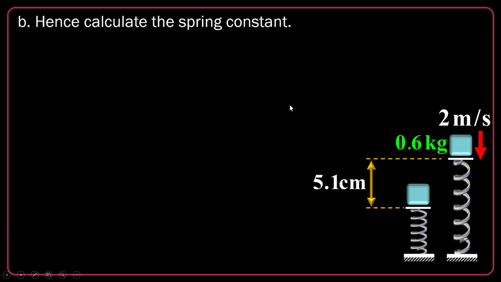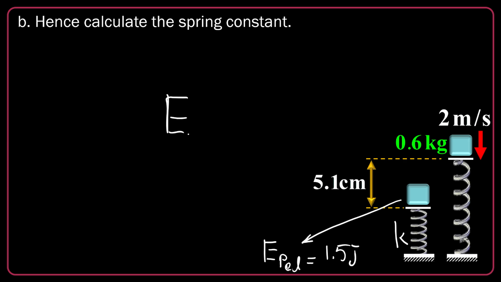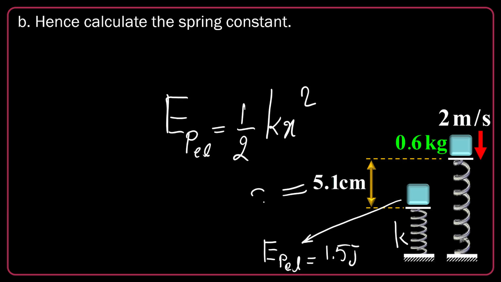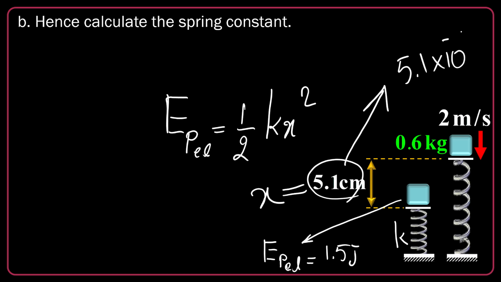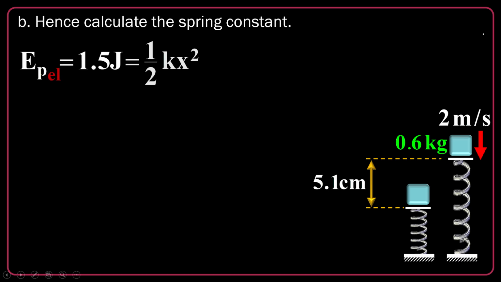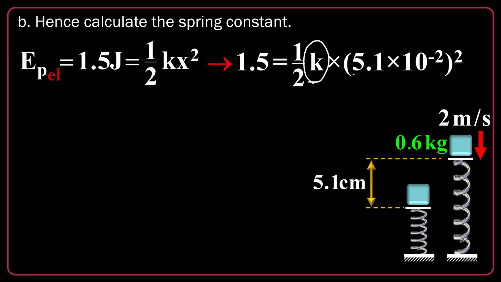Hence, calculate the spring constant. Spring constant is k. I know that here the elastic potential energy is 1.5 joules. On the other hand, elastic potential energy is a half of kx squared. x is the compression. So let's plug in the values. Only k should remain, again in SI units, 5.1 times 10 to the negative 2. And that's all. Let's do it. Here I have k, my goal, and distance or compression in SI units. And finally, k is 1,153 newtons per meter, the spring constant.